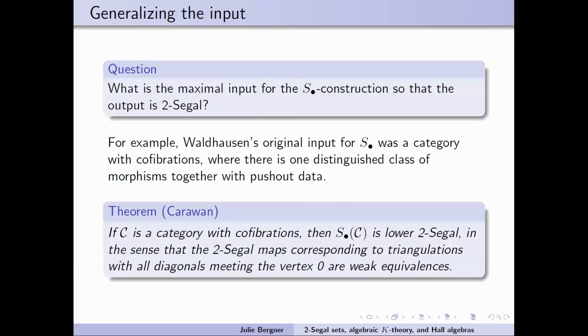So what this is saying is, if all you have is a category with cofibrations, then all you can guarantee is that certain diagrams can be completed. The diagrams that you would reconstruct with pullbacks, you have no guarantee that you can do. So this is too much. We've gone beyond the maximal input. We've gone to something where we don't get something 2-Segal anymore.